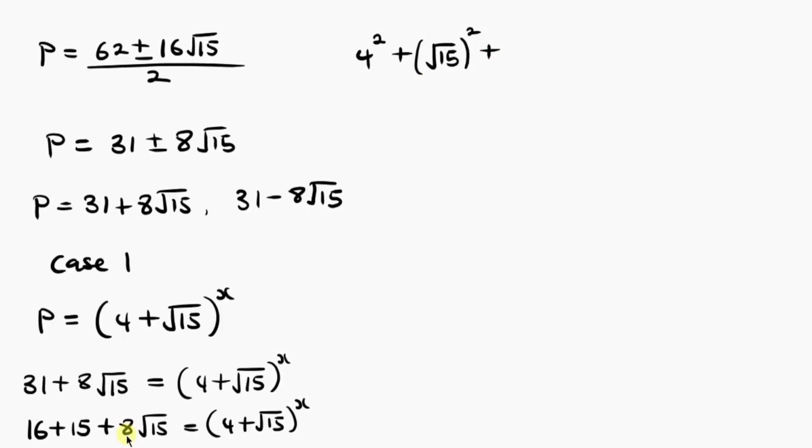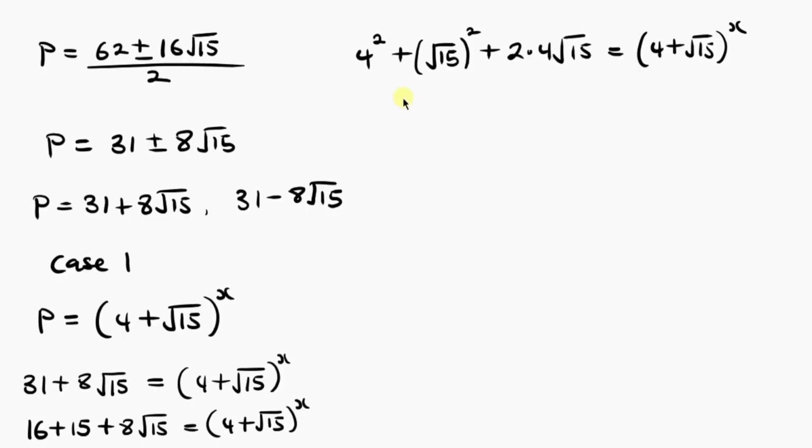I need to split this 8. That means I need to find two numbers that multiply to give me 8, and one of such numbers must be 4. Are you seeing that? Very good. So 2 times 4 gives me 8. Let's write it here: 2 times 4 gives me 8 here. Now write root 15. That's it. Equal to what I have on the right, which is (4 plus the square root of 15) all raised to power x. Very good.